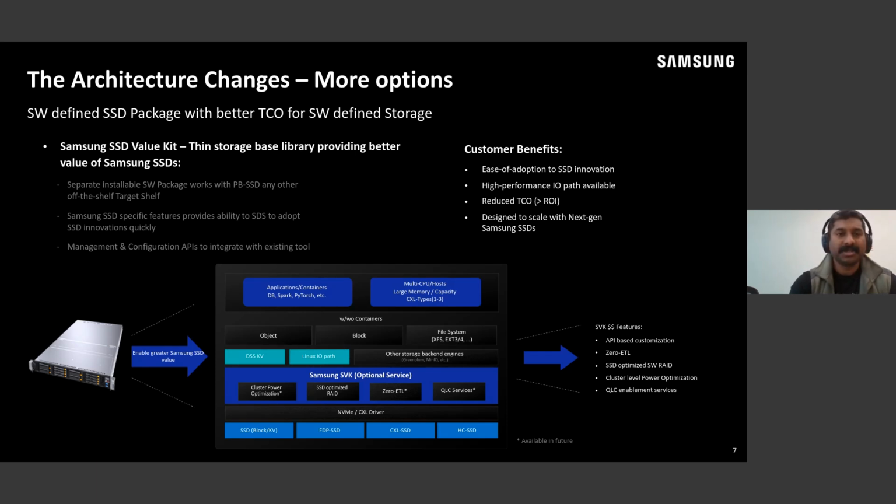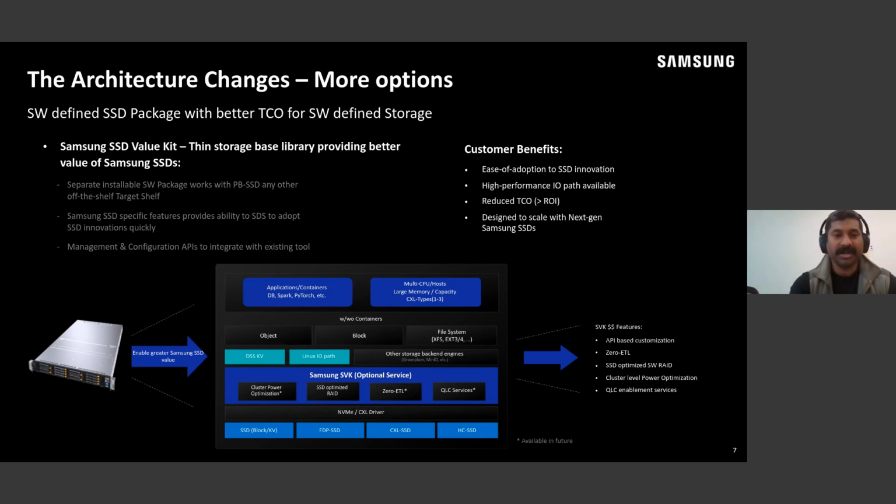The other thing we wanted to make sure is that these APIs are manageable and configurable as per the customer's needs. You can see here in the diagram below, at the bottommost layer, the blue boxes are the SSDs: the FDP enabled SSDs, CXL SSDs, and high capacity SSDs. And on top of that is where the SVK software layer sits. You can consider it like a library, right?